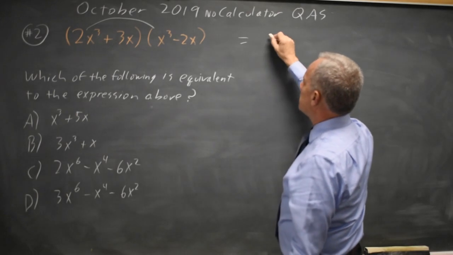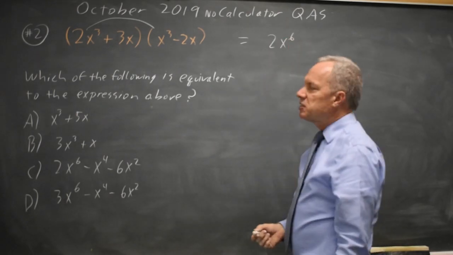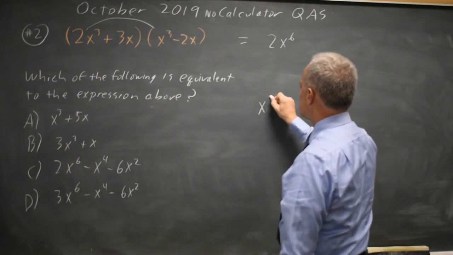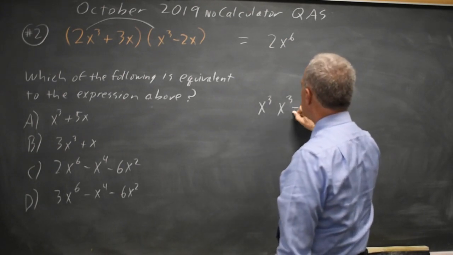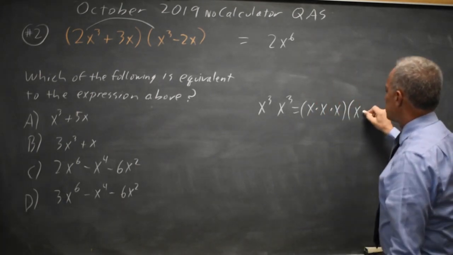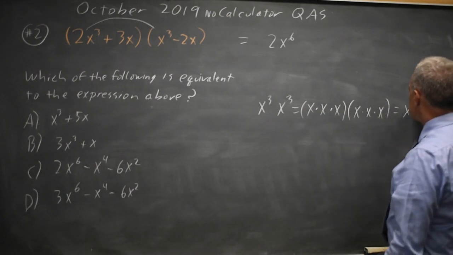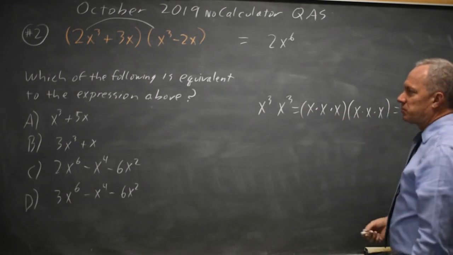2x cubed times x cubed is 2x to the 6, because if you have powers of the same base, you add the exponents. So x cubed times x cubed is x times x times x times x times x times x, and that is x to the 6 if you look at how many x's are multiplied together.